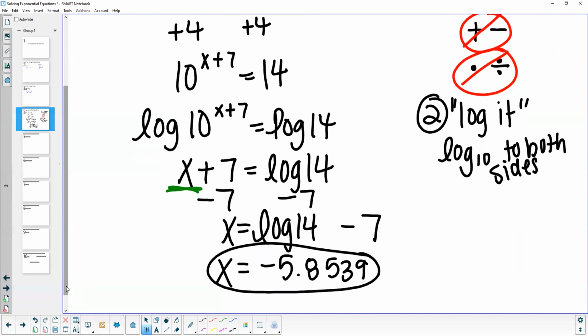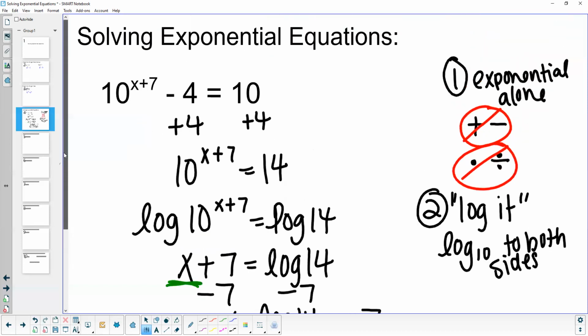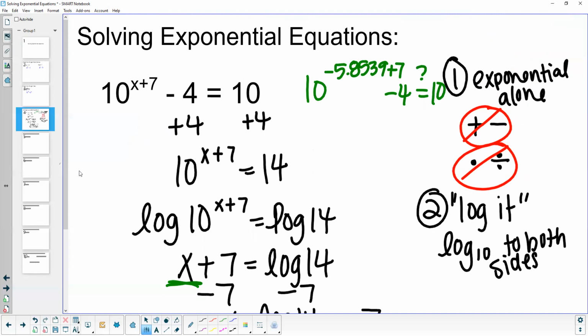So if I put in x equals negative 5.8539 into this expression here, it'll equal 10. And we can check that if we would like. So 10 to the power of negative 5.8539 plus 7 minus 4, that should equal 10. So we want to know, does that equal 10? Well, let's go ahead and take a look at what happens when we do that in our calculator. So 10 to the power of negative 5.8539 plus 7 minus 4. Okay, so I got 9.999. Now, it wasn't perfect, but that rounds up to 10, right?